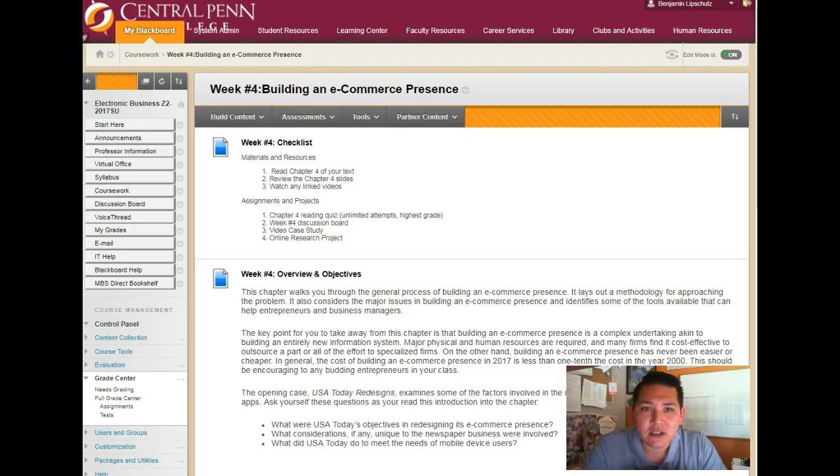The first question is, what were USA Today's objectives in redesigning its e-commerce presence? Another question would be, what considerations, if any, were unique to the newspaper business that was involved in this redesign? And then, finally, what did USA Today do to meet the needs of mobile device users?